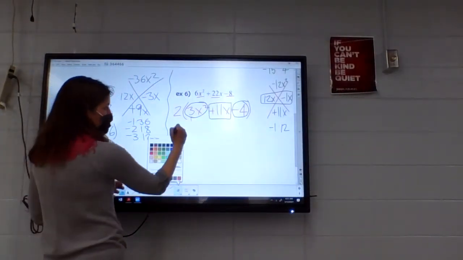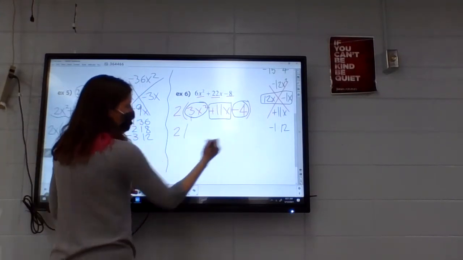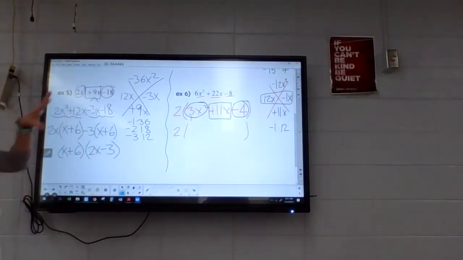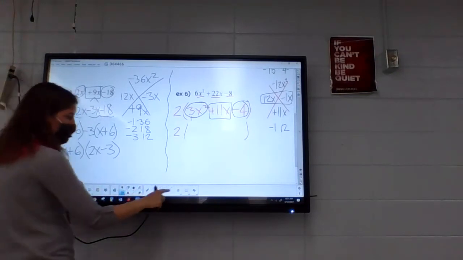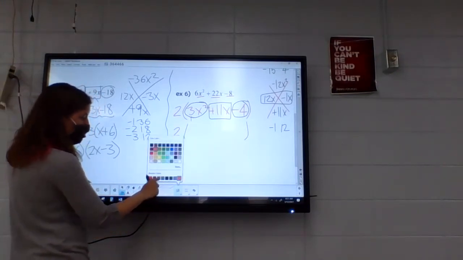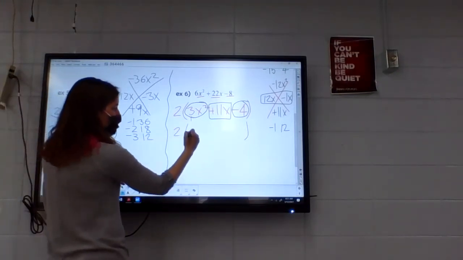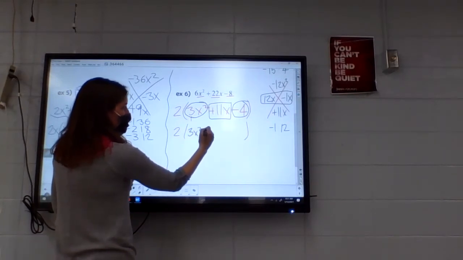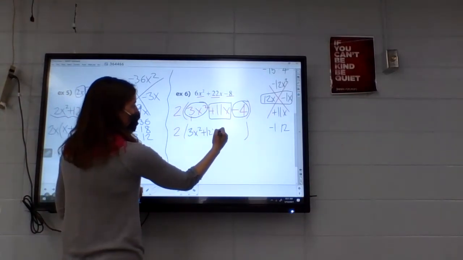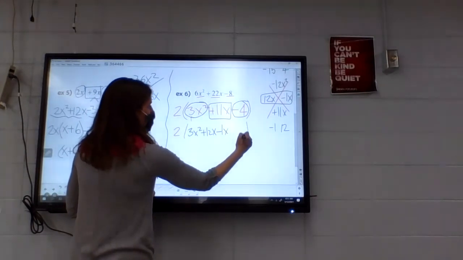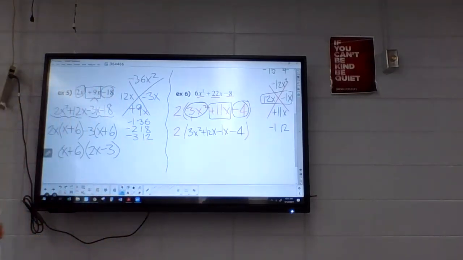Again, as we're doing this, though, the 2 should still stay on the outside. So if you want to leave it off for right now and come back to it later, that's fine. But I'm going to rewrite it in 2 different colors. So I'm worried about what's in the center of the parentheses. I'm not worried about that 2.